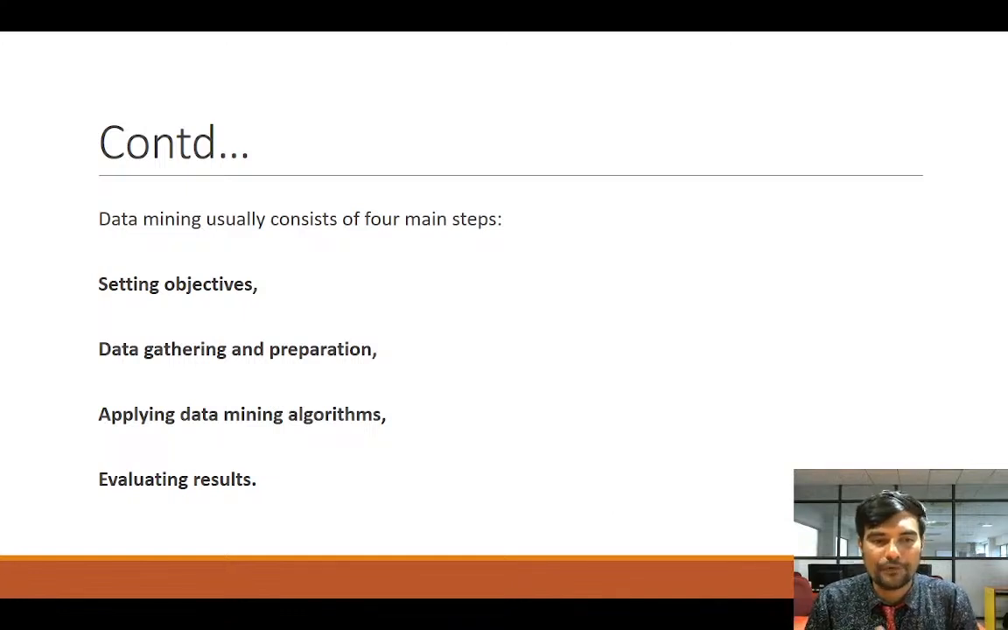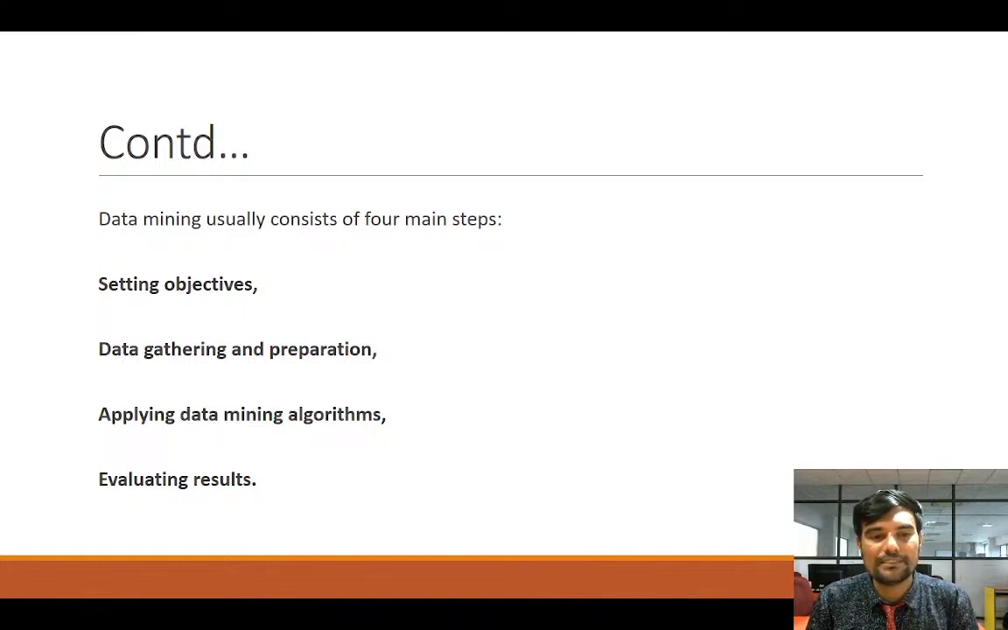When you download the data, you can't directly apply data mining algorithms because it will give you inaccurate results. The data has to be pre-processed and prepared, because whenever you download some data, it contains erroneous values, like noisy values, missing values, or some special symbols. All those values have to be pre-processed. That's why we need to prepare the data.